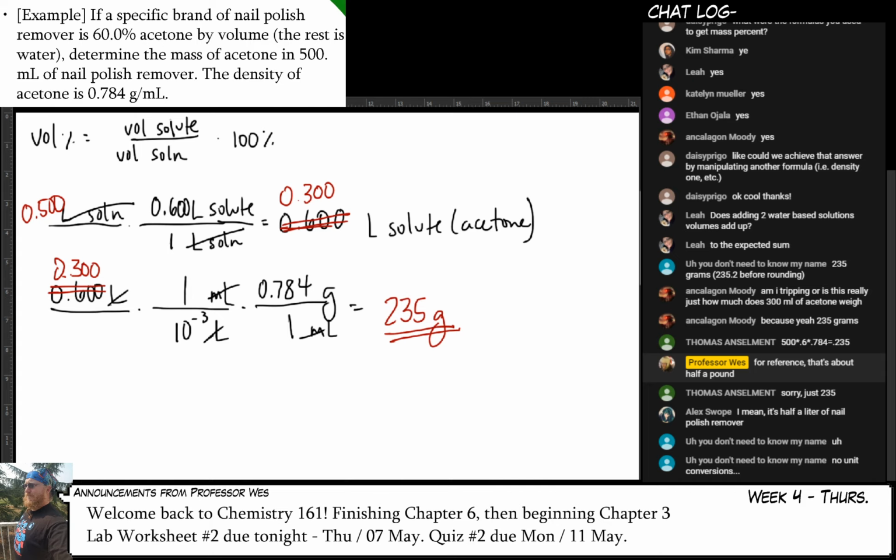So to solve this problem, I used the volume percentage, which we knew was 60% from the problem, which I put right here, to figure out what component was acetone, and then I was able to find the grams of acetone using the density, once I started with the correct volume. That's okay, mistakes happen.